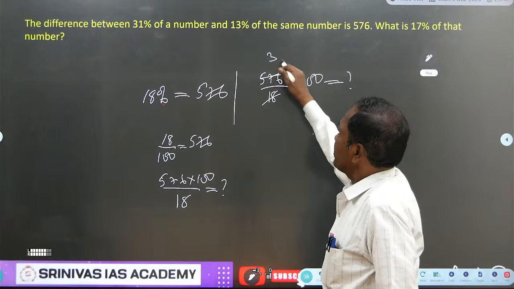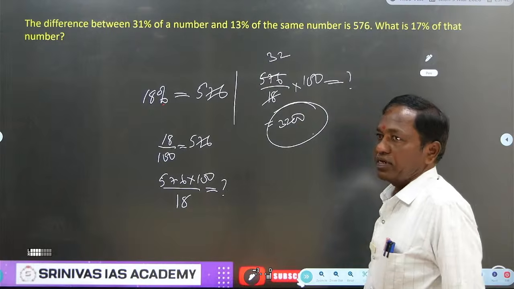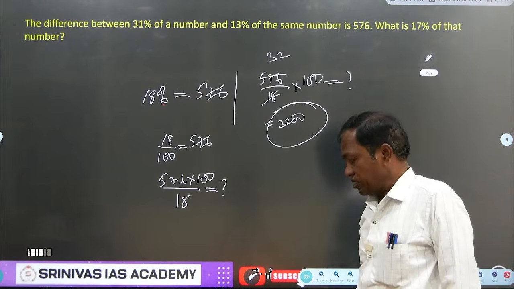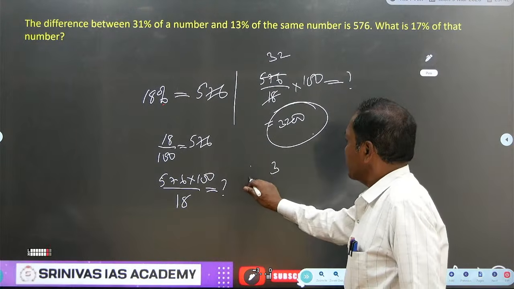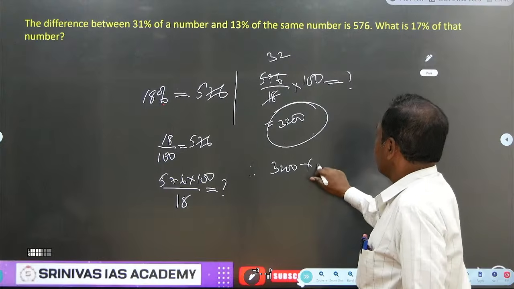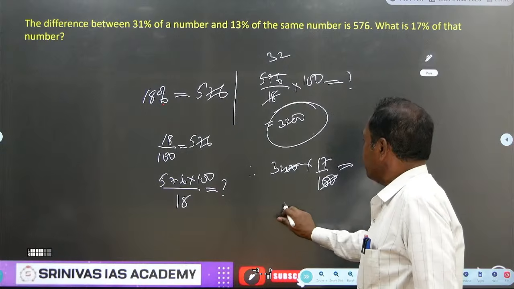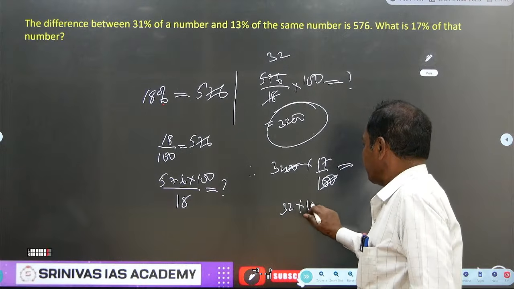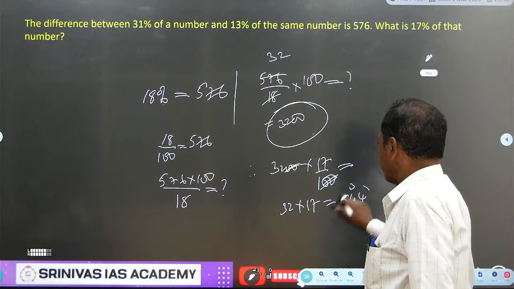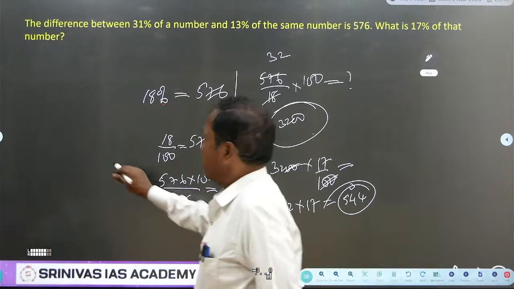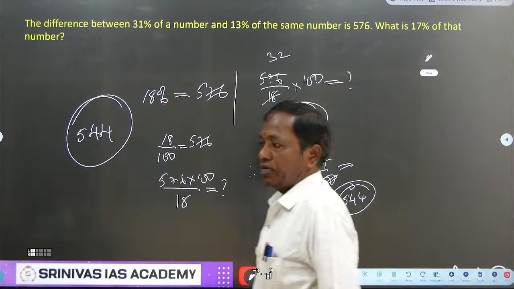18 3s are 54, 18 2s are... It means what? 3,200. Answer is 3,200. 17% of that number, no? Right. 3,200, right, 17%. 2 zeros get cancelled. 32 into 17. 17 twos are 34. 51, 54, 544. Option is what? 544. Right.